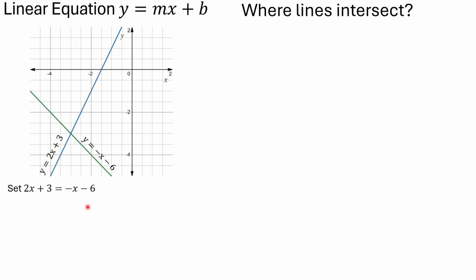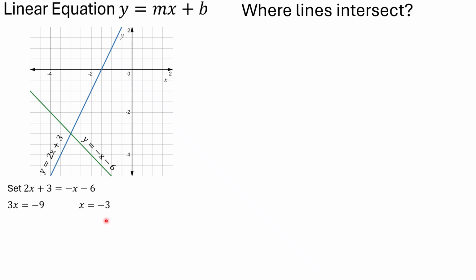I move all my x values to one side and all my non-x values to the other side. So then, let's see, we'll add x to both sides to get 2x plus x is 3x, and then we'll subtract 3 from both sides. So we get negative 6 minus 3 is negative 9. All right, so then I got 3x equals negative 9, and then divide by 3 on both sides to get x equals negative 3.